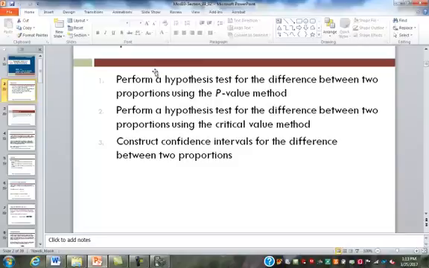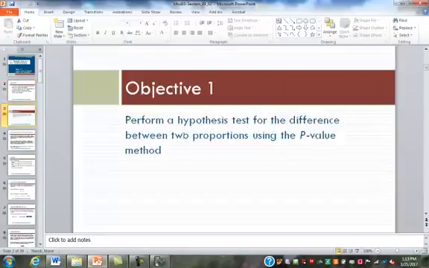As we go through this section, we're going to be looking at performing a hypothesis test for the difference between the two proportions using the p-value method. And then we're also going to do it using the critical value method. Then we're going to look at constructing a confidence interval for the difference of the two population proportions. So let's start out with just the hypothesis testing with the p-value method. Remember, if you're using the calculator, it really does help with the p-value method quite a bit.